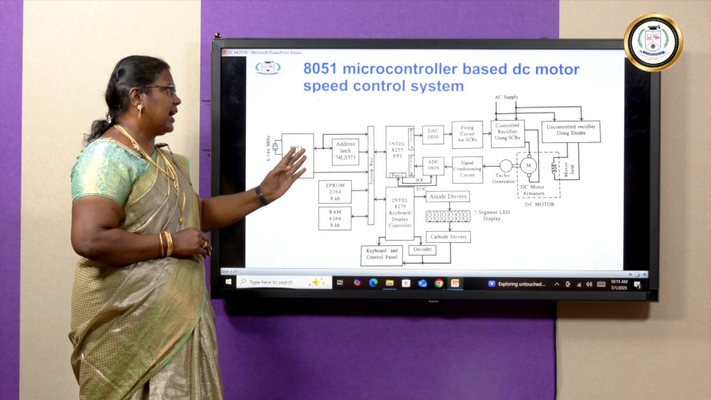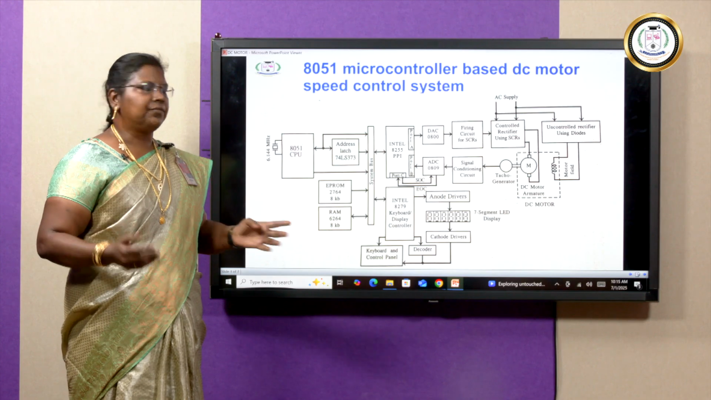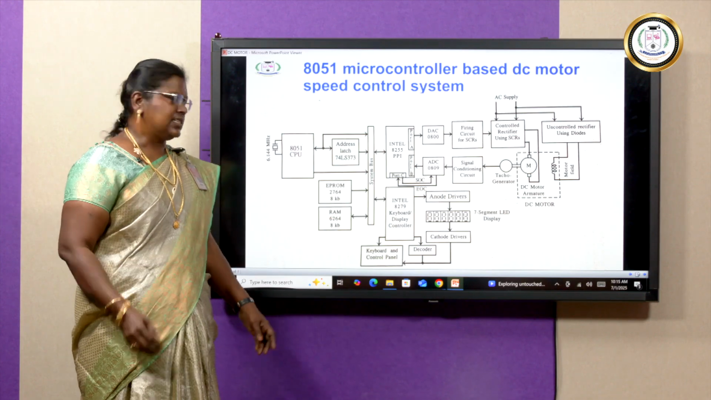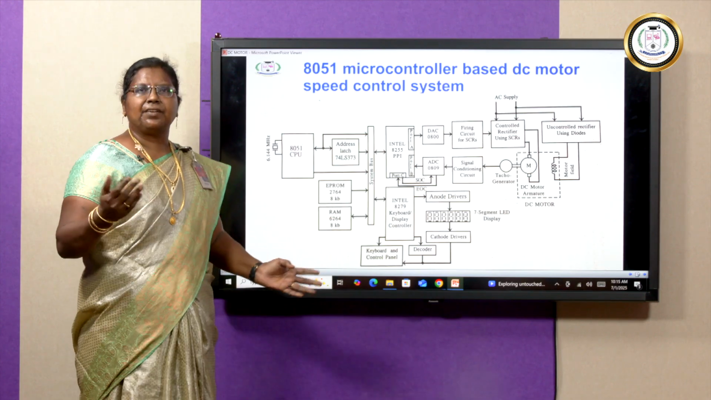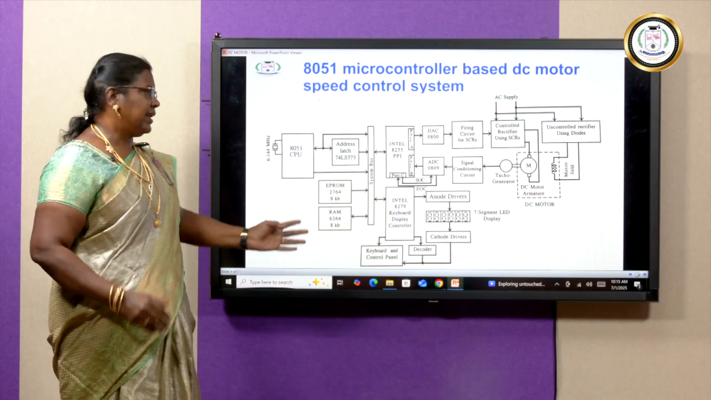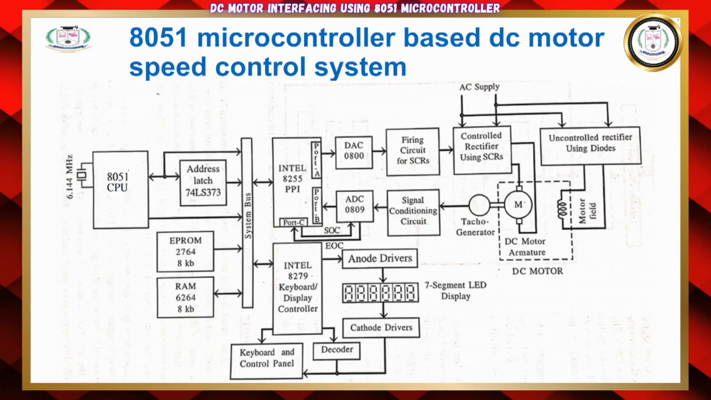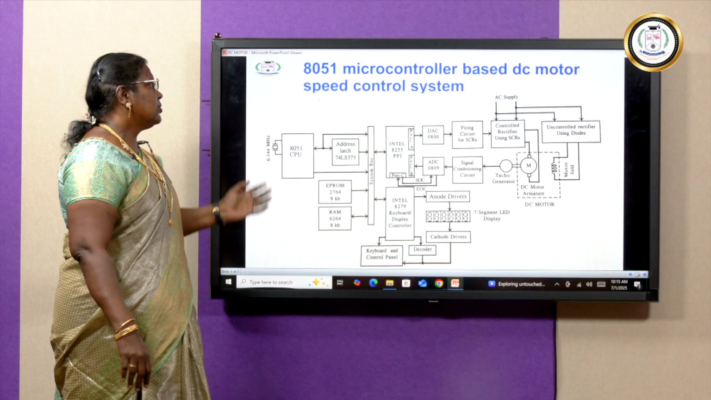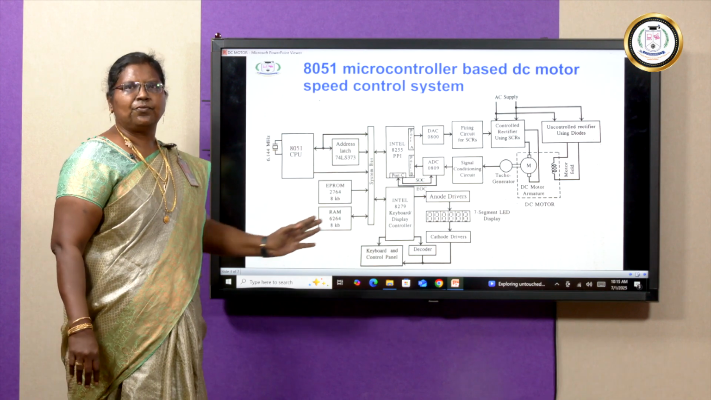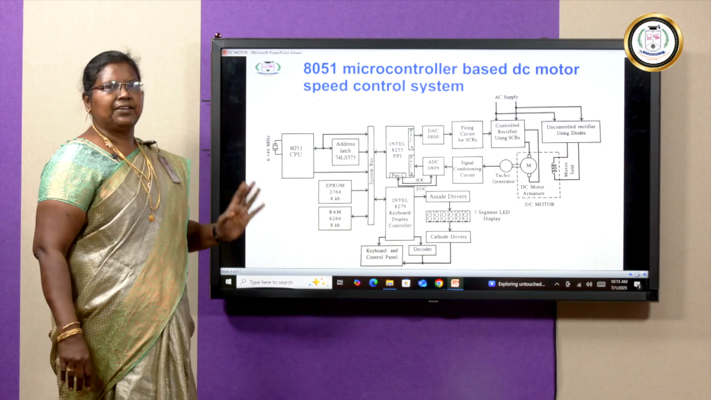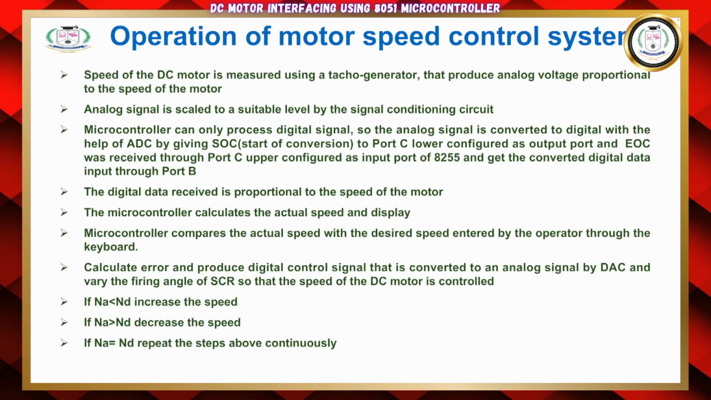In this we are having an 8279, which is nothing but the keyboard/display controller, and we are having the memory, RAM as well as ROM, and we are having a display unit here to display your speed. So, this is the actual block diagram of your DC motor interfacing. The same thing was explained here.